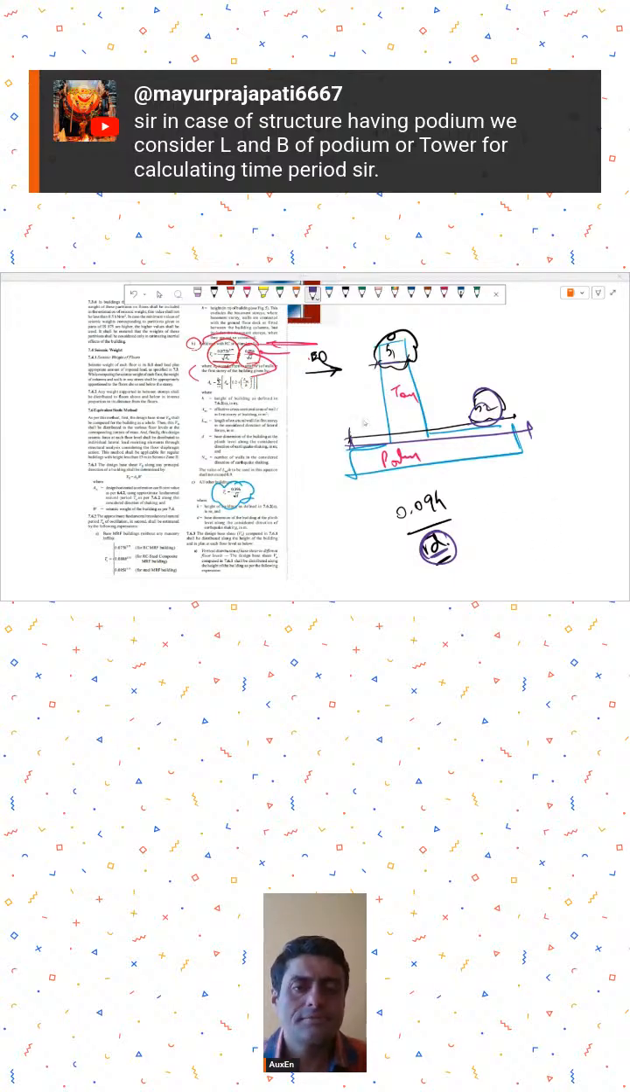There are now new diagrams given in IS 16700 for the width, for the height to consider in podiums. So you can refer to that picture, IS 16700 2023. There's a figure given about the appropriate height of the building that you should consider, but I think it does not say much about the width. Let me see.